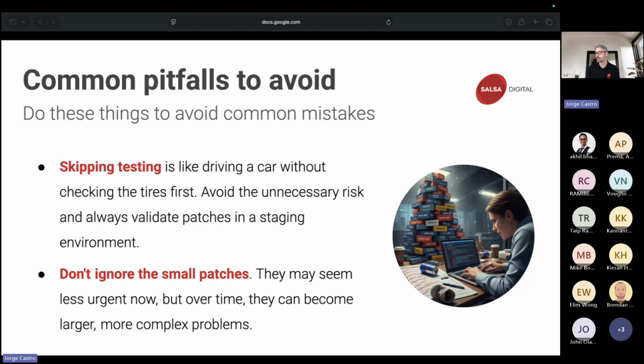They build up. They become something a bit more complex to deal with, and then it becomes something that's high risk, high impact to your business. So if you're on top of the patches, patch small, patch often, you don't have to deal with complex patches.